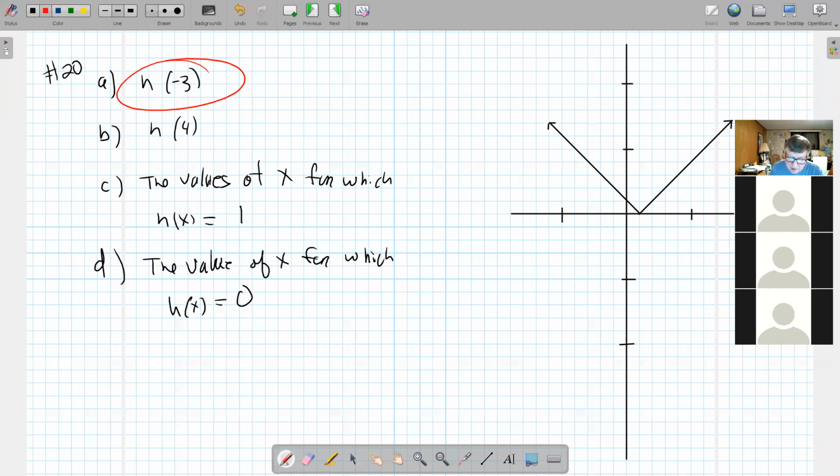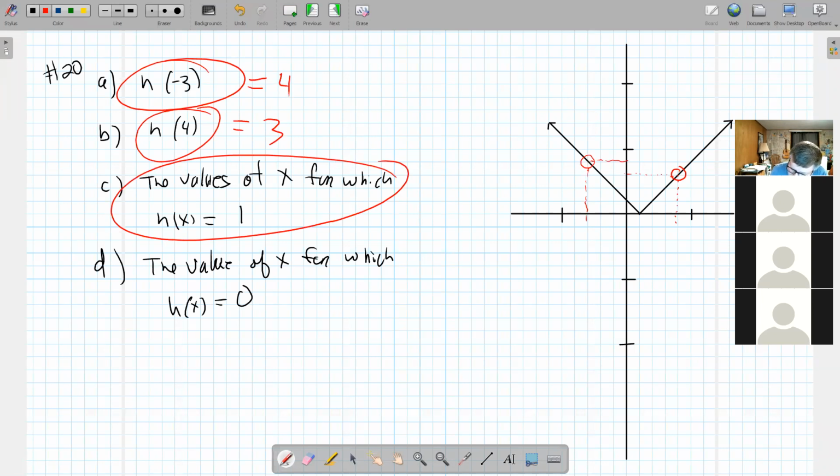H of negative 3. So when x is negative 3, what's y? It's positive 4. Good. H of 4. When x is 4, y is 3. Yep. All right.